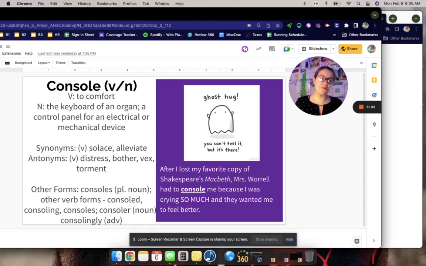And my sentence is for the verb form because, again, that is a really, really common usage. After I lost my favorite copy of Shakespeare's Macbeth, Mrs. Worrell had to console me because I was crying so much, and they wanted me to feel better. You might write a sentence using the verb form of console, and you can have really great context by setting up something that happened to you where you would need people to give you a hug or wish you well or say that they hope you feel better. And they could be consoling you, and you could write a sentence about that.